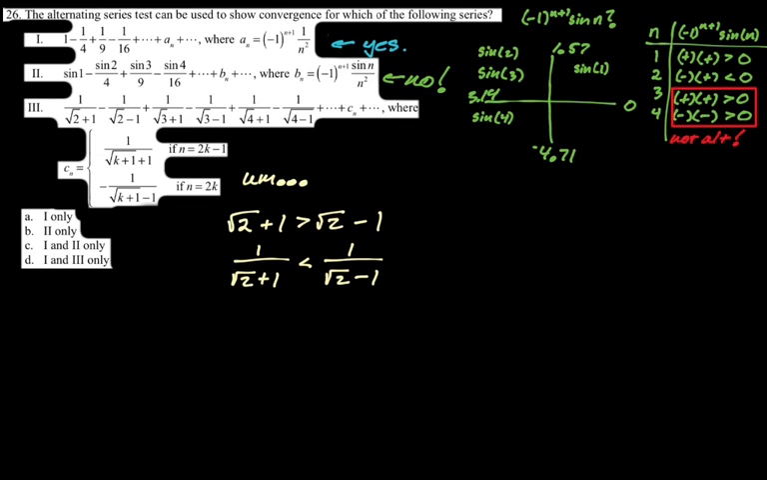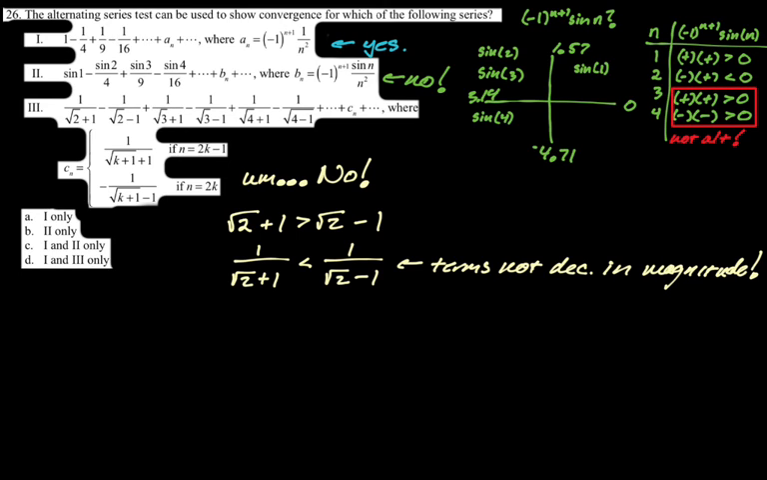And I feel like I found a loophole because that's not decreasing. That term increased. So we can't use the alternating series test on this. It does not meet the requirements. So those terms are not decreasing in magnitude. So the answer is no.